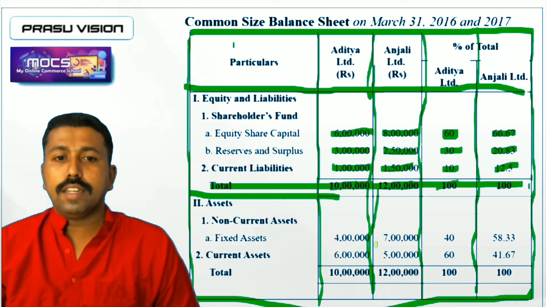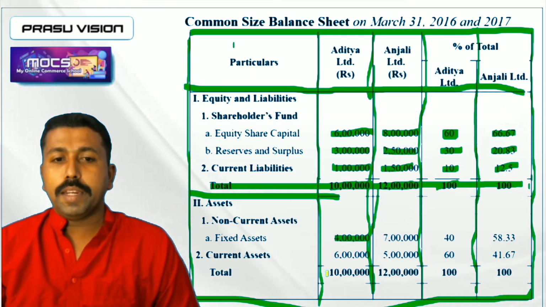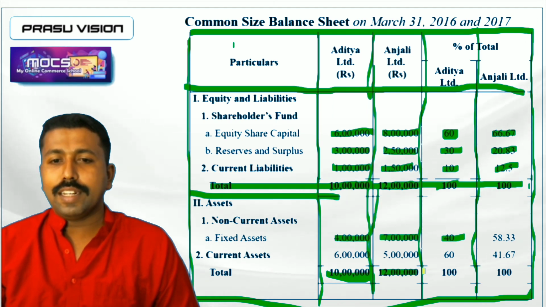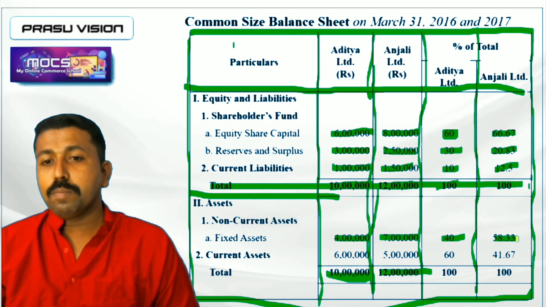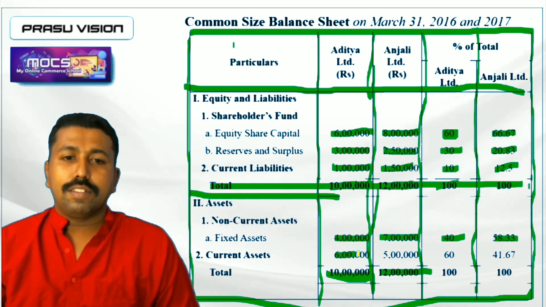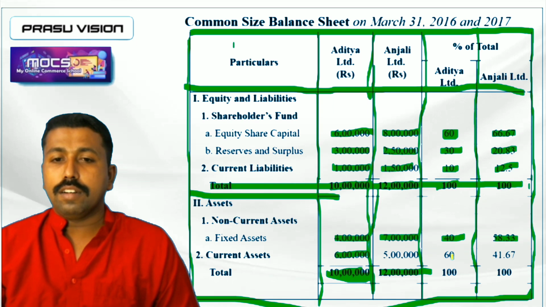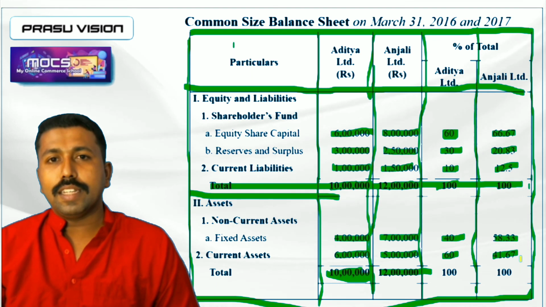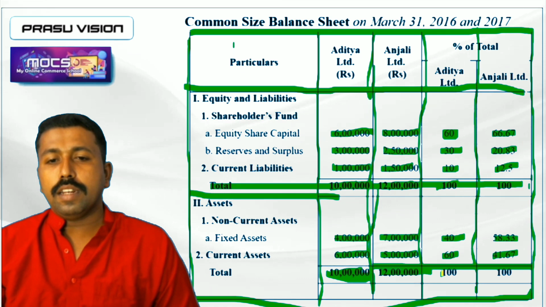When we go through the assets, 4 lakh divided by 10 lakh into 100 is 40 percent. 7 lakh divided by 12 lakh into 100 is 58.33 percent. 6 lakh divided by 10 lakh into 100 is 60 percent. 5 lakh divided by 12 lakh into 100 is 41.67 percent. And the total percentage will also be 100.